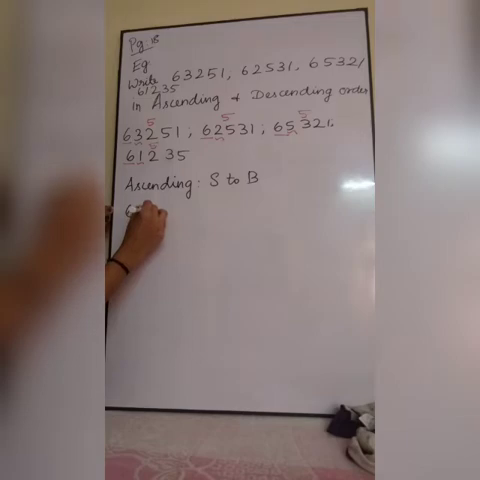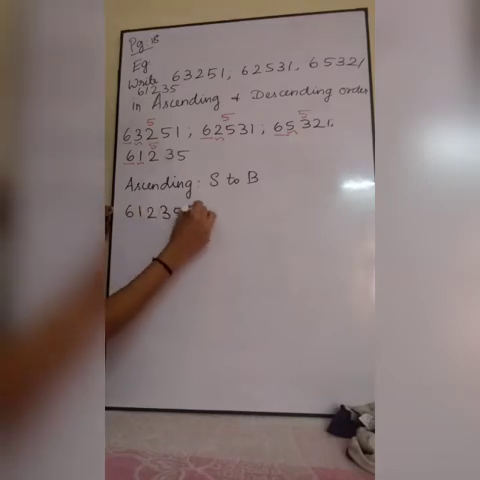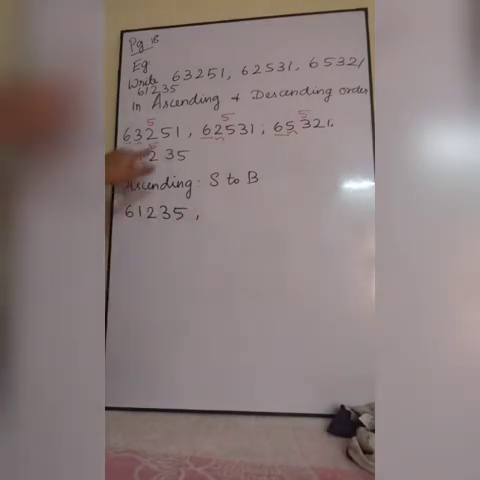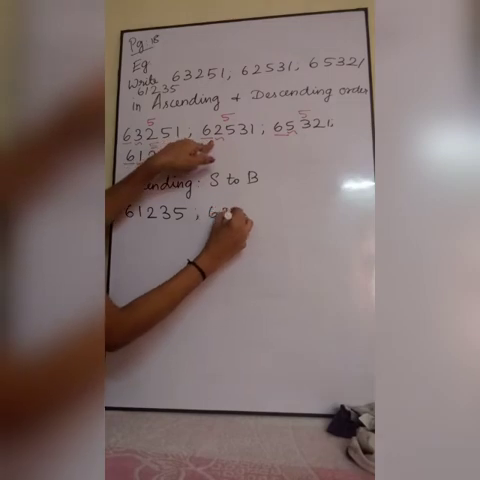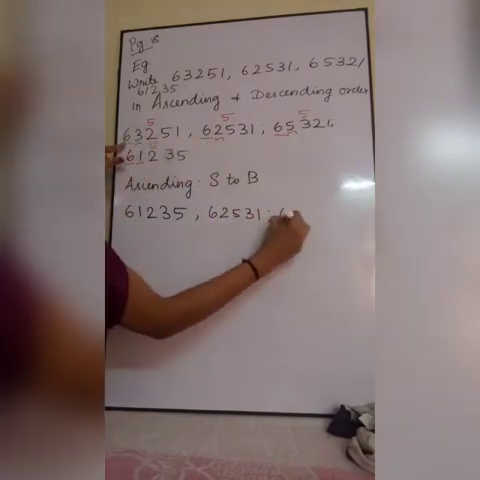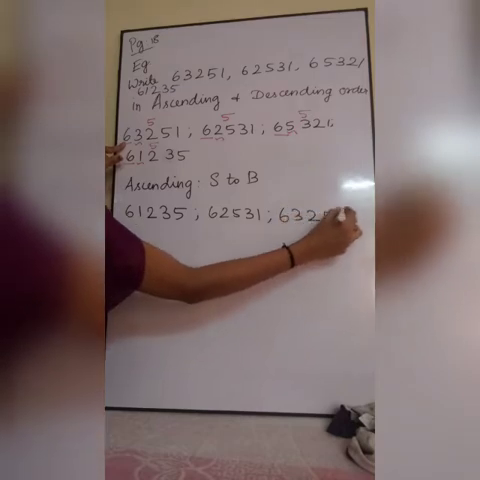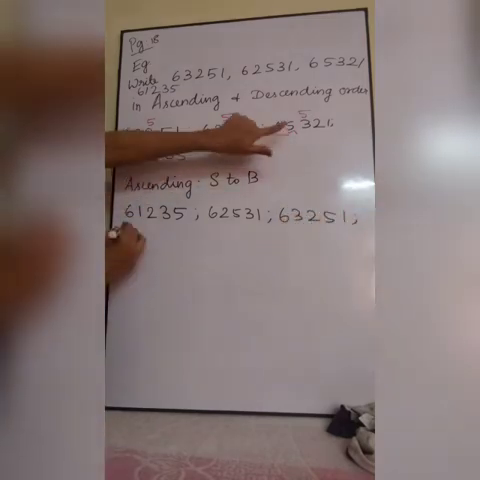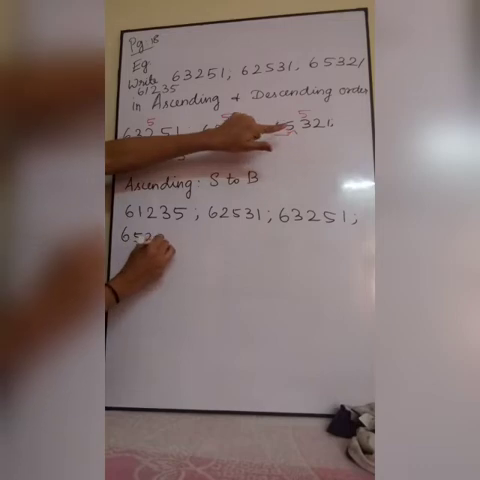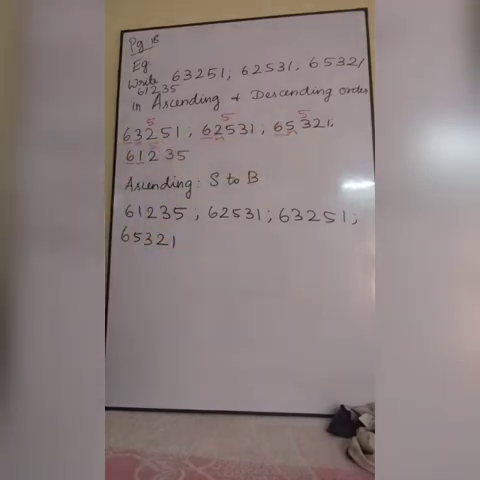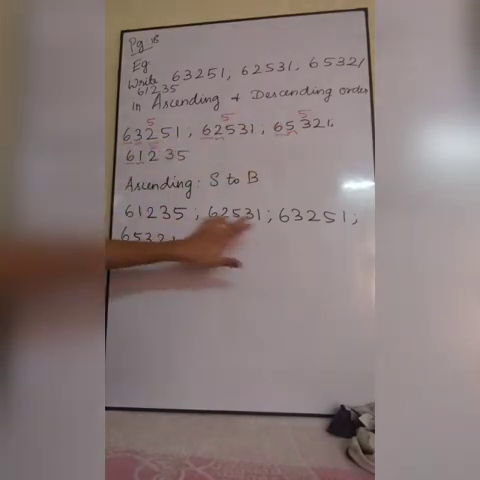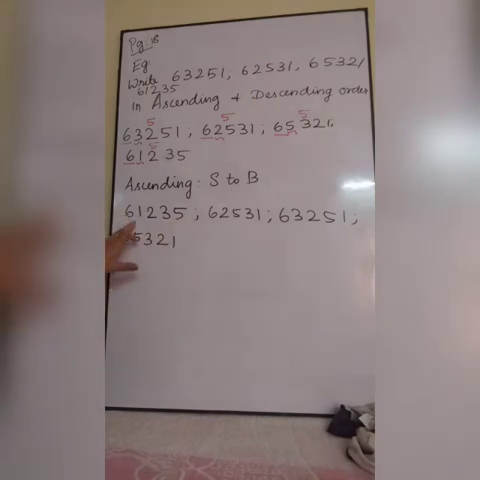So 61,235. After that, which is smaller? 62,531. After that, 63,251. After that, 65,321. So you can check it once: 1, 2, 3, 5. So from smallest to biggest we have arranged them. So this is our ascending order.